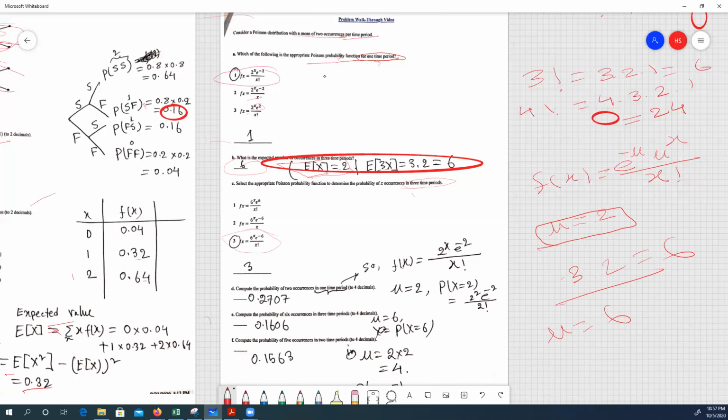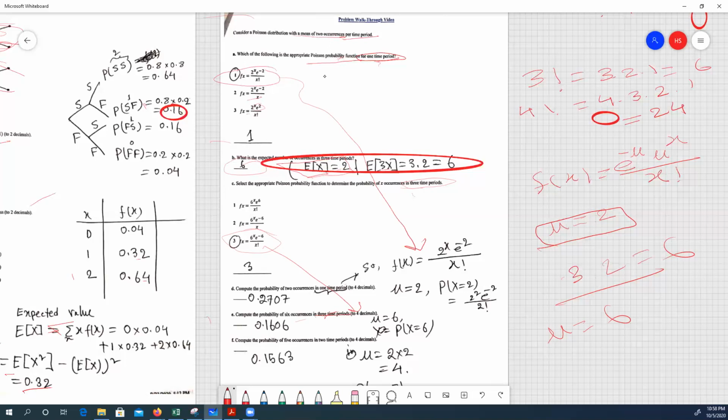Now in part D, compute the probability of 2 occurrences in one time period. So in one time period, you have to use this probability function. And for this other problem, you have to use this probability function, because this is 3 time periods. So the mean will be 6.